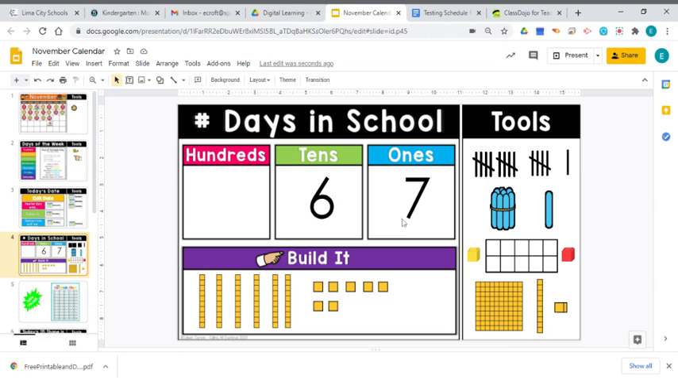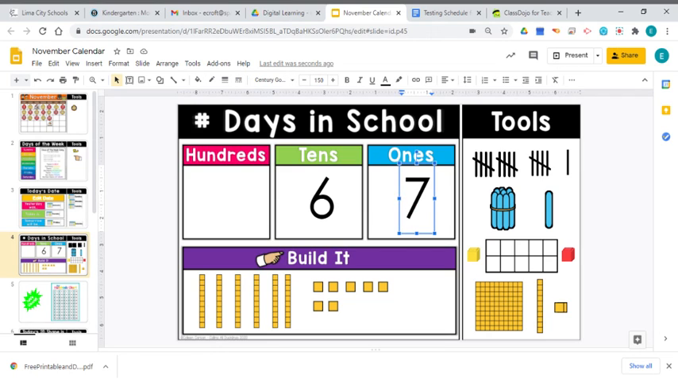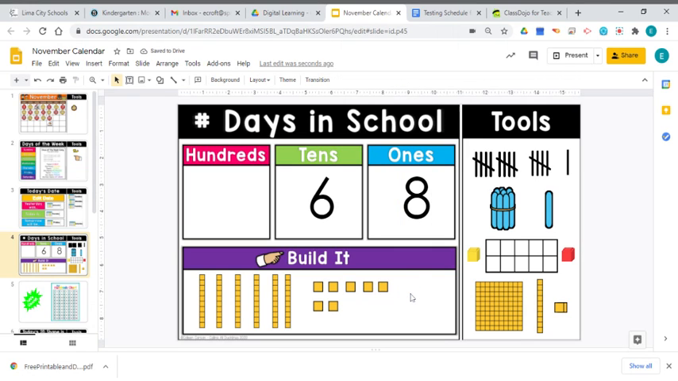Alrighty, let's move on. Yesterday was our 67th day of school. I'm using those ordinal numbers, the 67th day of school. So what is one more than 67? 68. So we look at our place value.